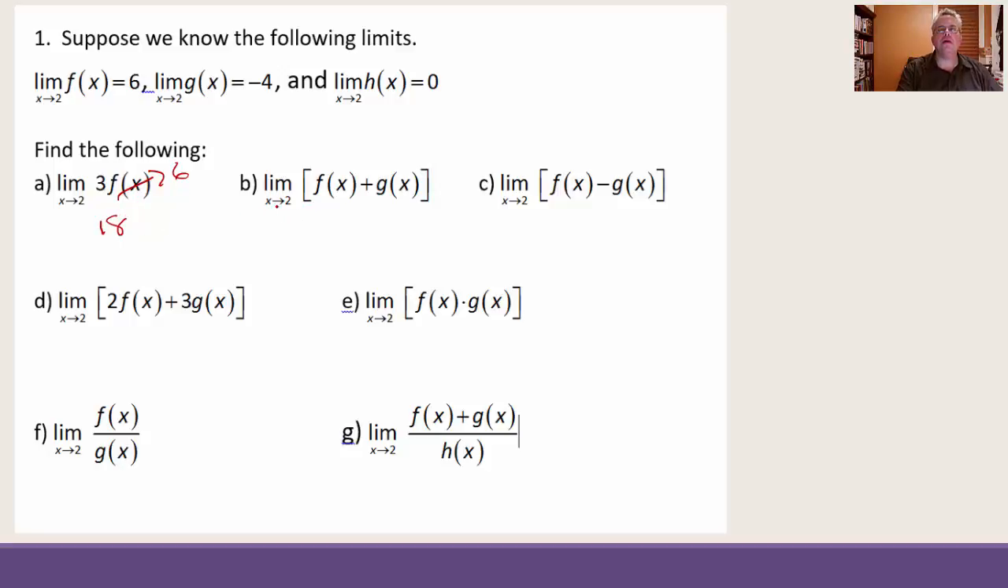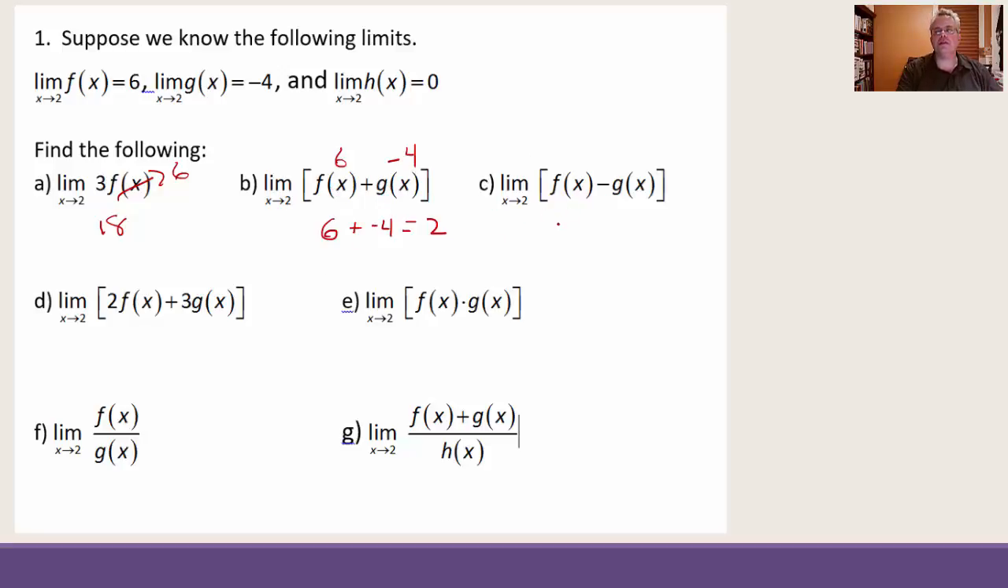Okay, now the limit as x approaches 2 of the sum of these functions. Well, f is approaching 6, that's its limit. g is approaching -4, that's its limit. So really, to find this limit, we just have to add the limits of f and g. 6 plus -4 is 2. Okay, so if we have the limit of a sum of functions, we just add their limits.